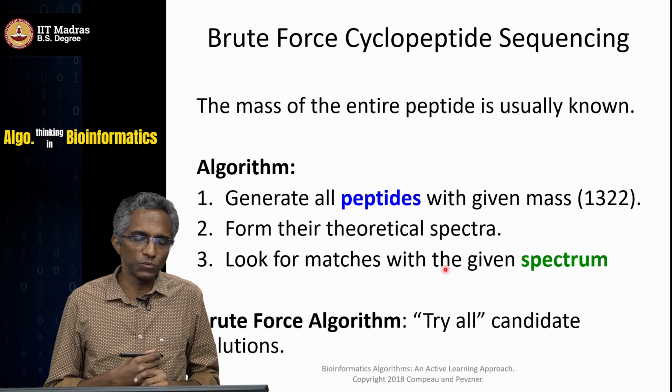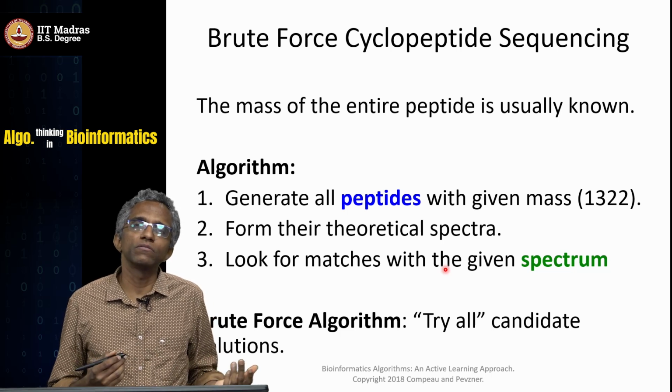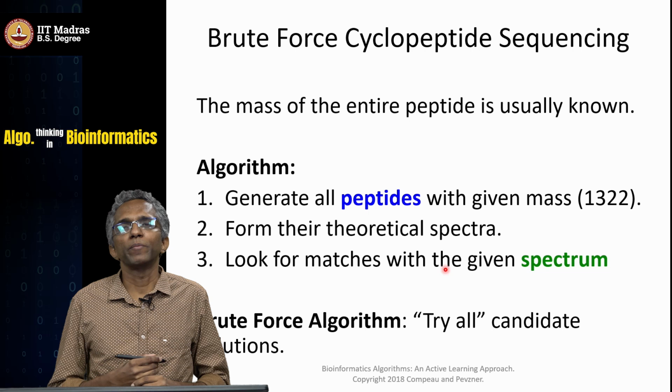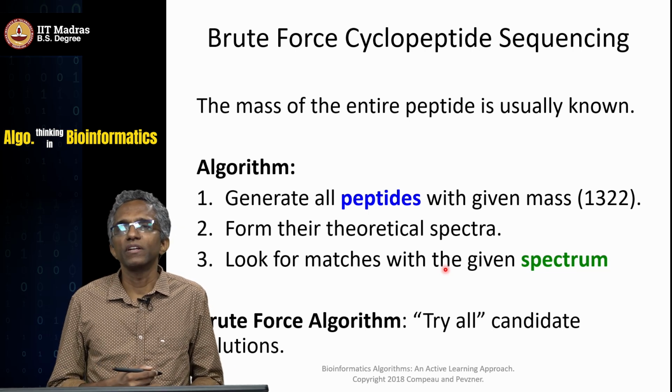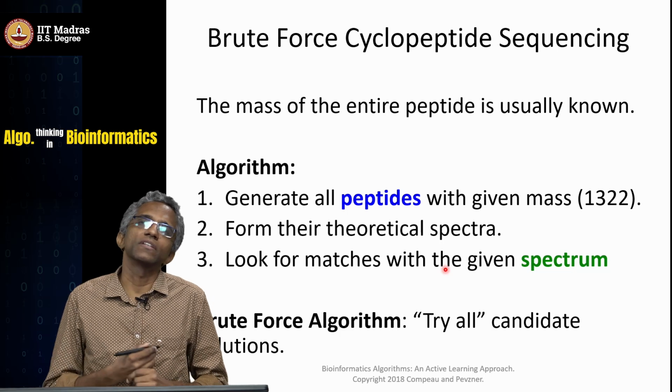How will we go with this? What is a brute force algorithm? It's going to exhaustively enumerate all possible peptides of a certain mass, and then it's going to figure out which one's theoretical spectrum matches the input spectra that is given to us.